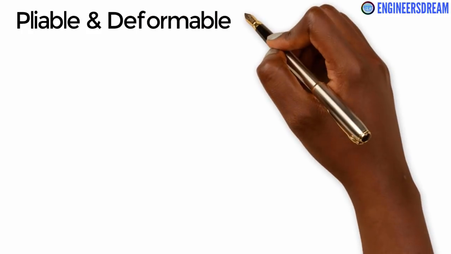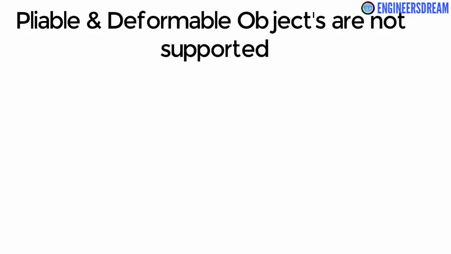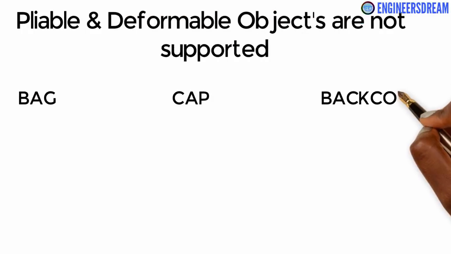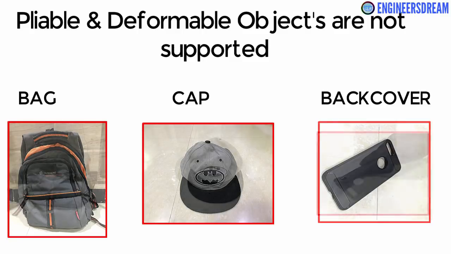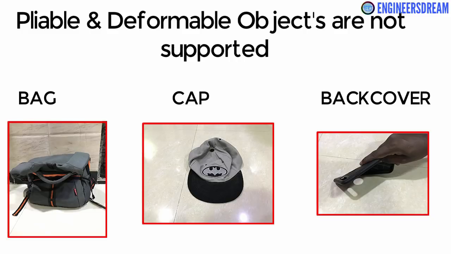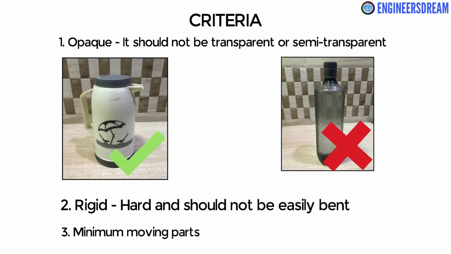Now, pliable or deformable objects are not supported in object tracking. The best examples of pliable or deformable objects are a bag, cap or even the flexible back cover of a smartphone. So guys, before scanning your 3D object, please make sure that the 3D object satisfies the above three criteria.